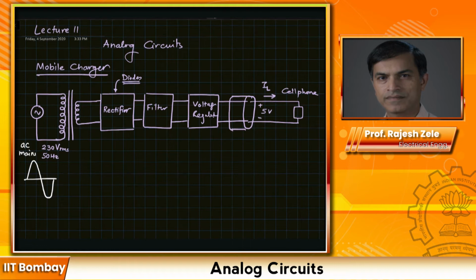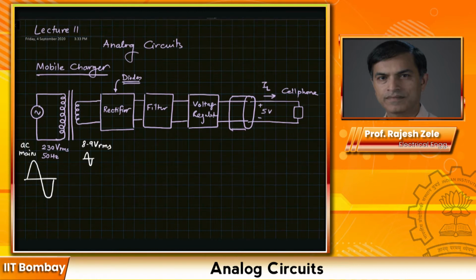One of the main jobs of the transformer, other than stepping down the voltage, is also to act as an isolation between the two sides. Okay, so there is no direct connection between your cell phone and the 230 volts RMS coming in. So the output of the transformer can be something like 8 to 9 volts RMS sine wave. So this should also be like a sine wave, a smaller sine wave.